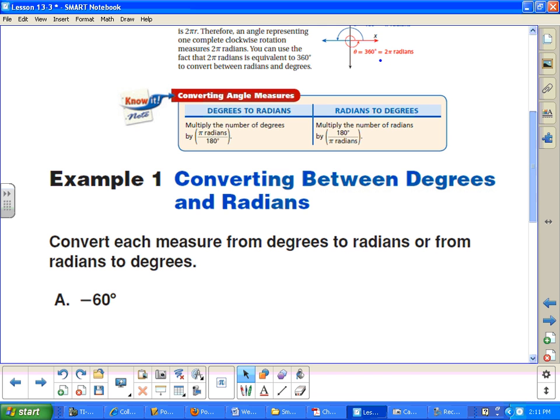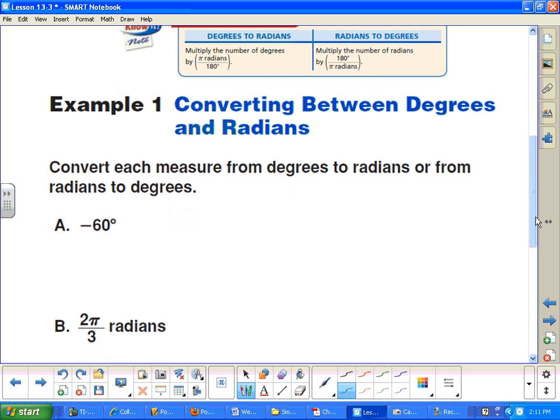So first of all, we're going to change from degrees to radians. So I have negative 60 degrees here, and they want me to convert it to radians. So I'm going to multiply by pi radians over 180 degrees. So negative 60 times pi over 180 degrees.